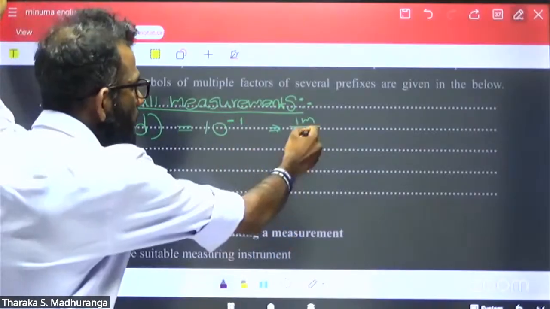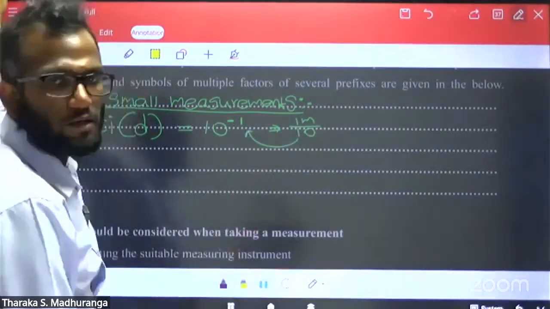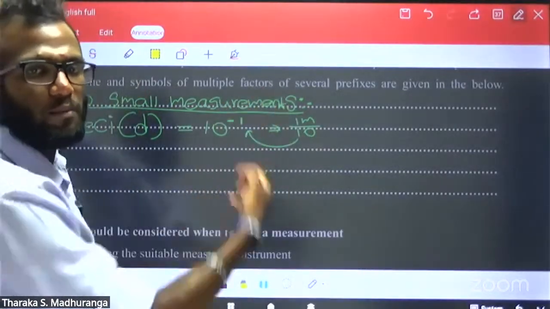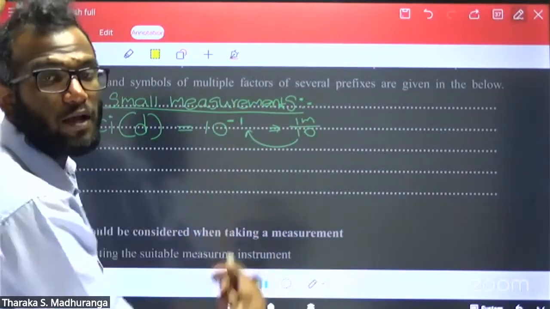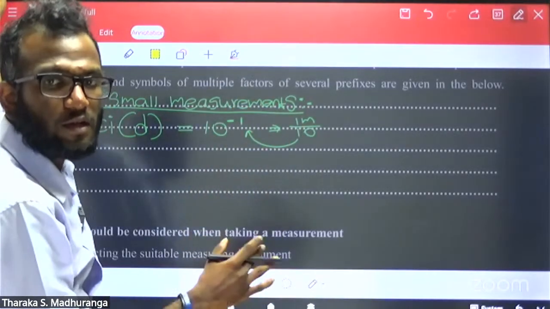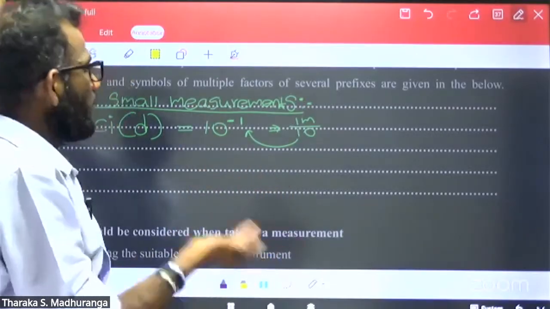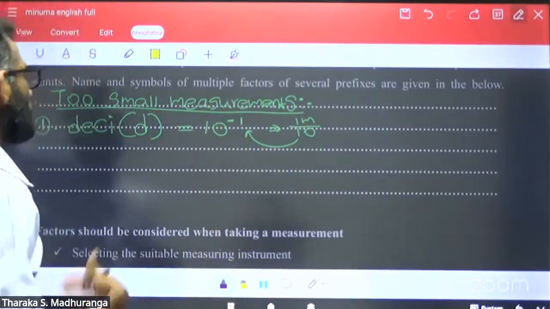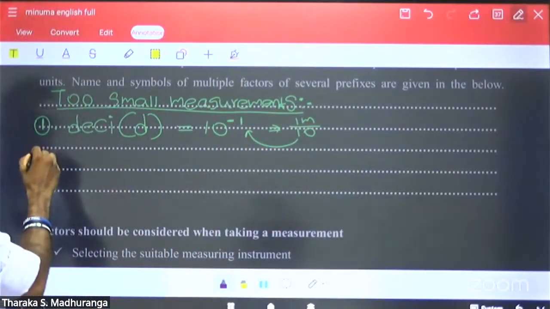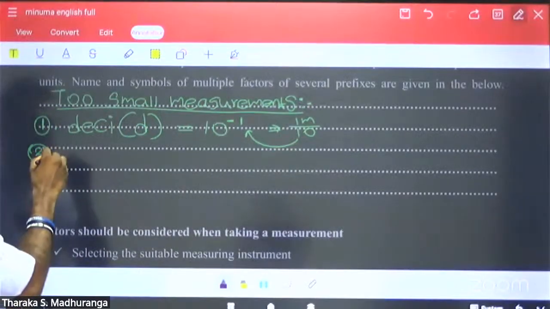1 over 10 is 10 to the power minus 1. If we take the 10 upward, it becomes minus 1. The 1 meter divided into 10, that is 10 to the power minus 1 meters. Okay, don't need unit. I think you got the idea. If you have any doubt, please ask. They are basic things in the syllabus.